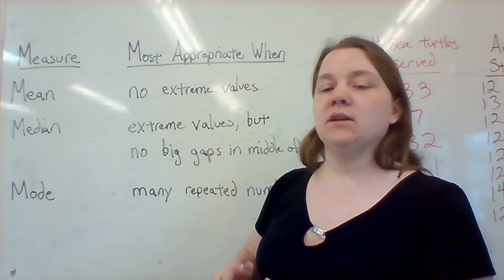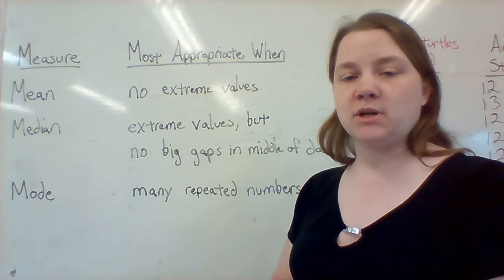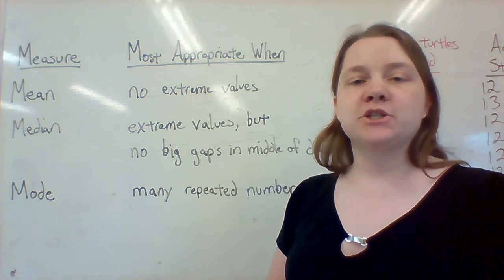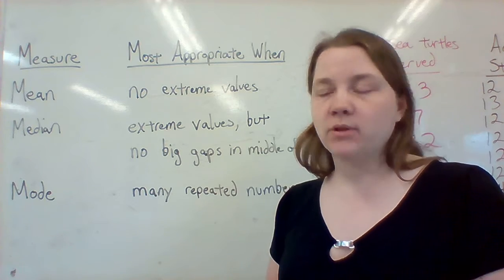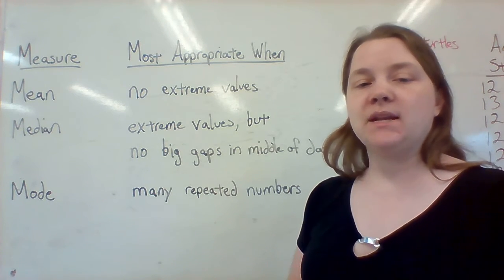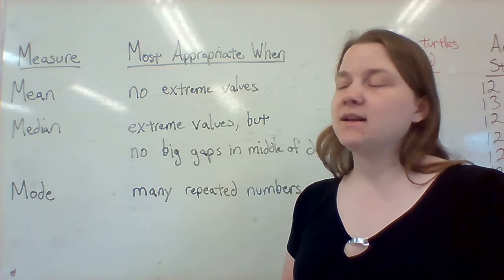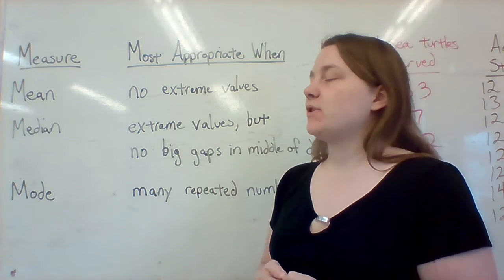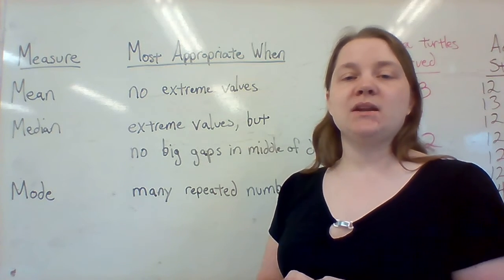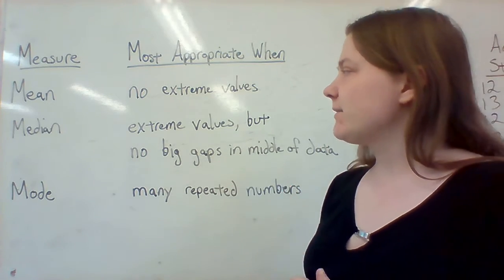So for the mean, if you're going to use the mean, you want to make sure that there are no extreme values in the data. Extreme values, think something like an outlier, will really mess with the mean and affect it greatly. We're going to look at an example of that at the end of this. But be aware that if you see extreme values, the mean may not give you the best picture of the data.